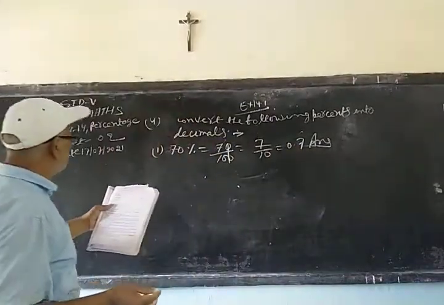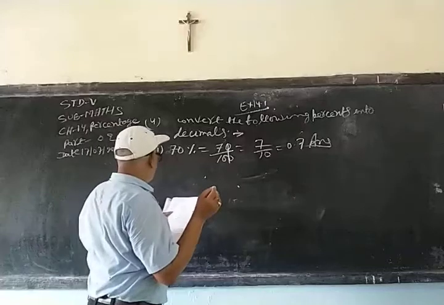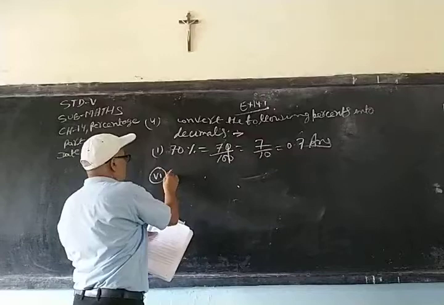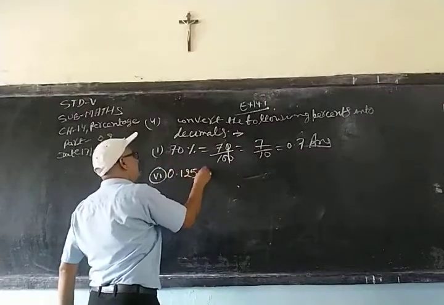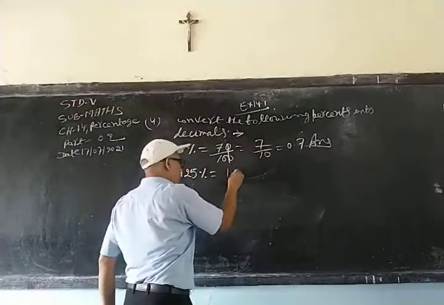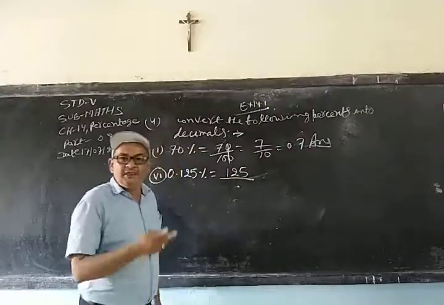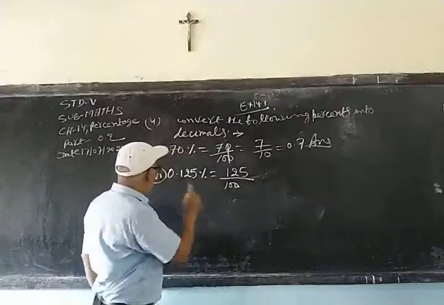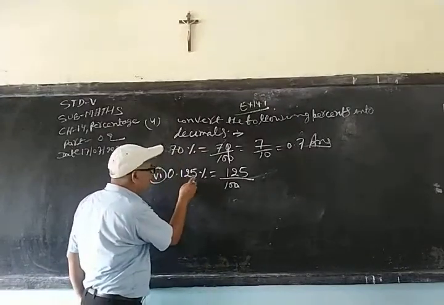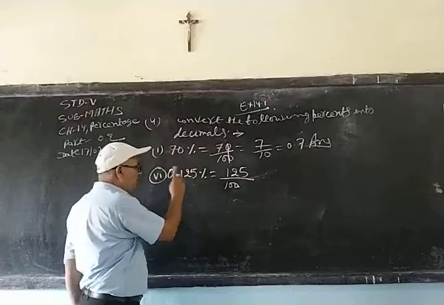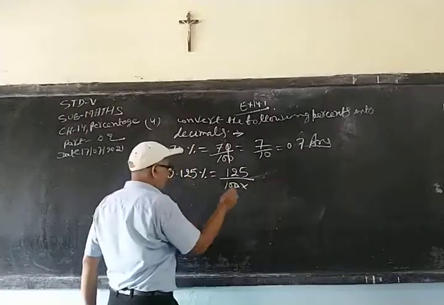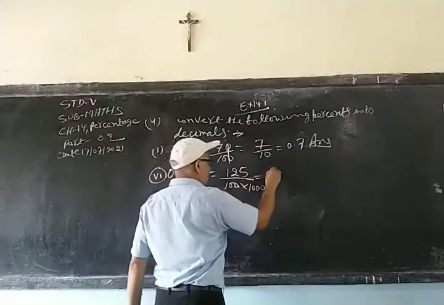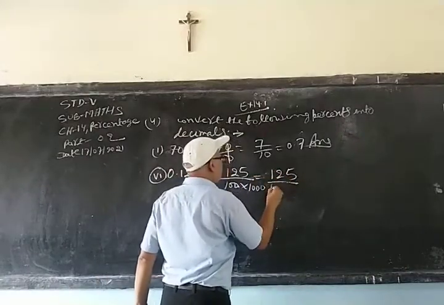Now the next question I am going to solve, that is question 6. 0.125%. This one you can write as 125. This percent sign is there, so you will divide by 100. Right? And after the decimal, how many numbers are there? 3 numbers. So 1, 2 and 3. You can write it as 125 by how many?